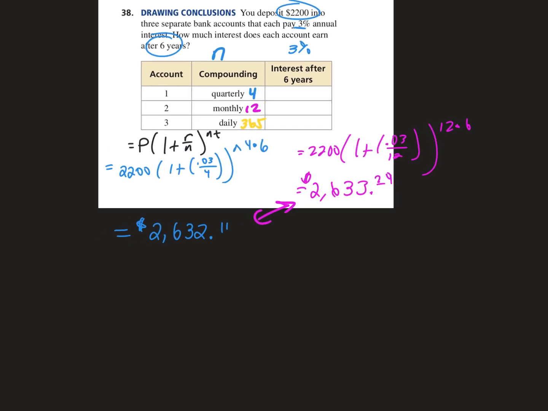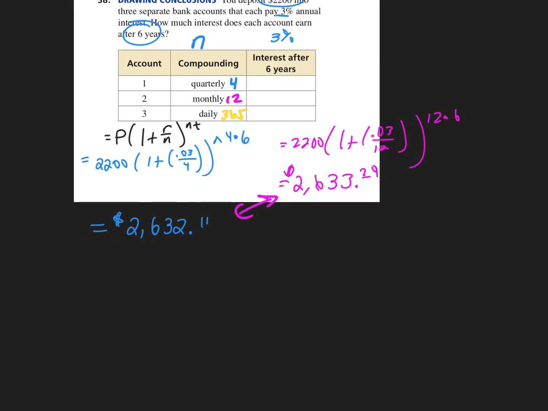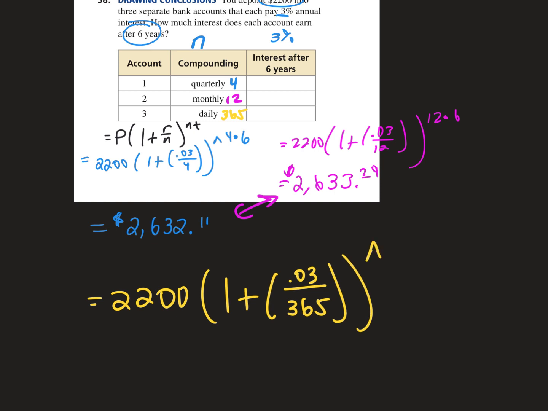Okay, so lastly, we'll look at this example, and we're going to compound daily. So our n value is going to change to 365. So we're going to start off with 2,200 times 1 plus, then I have parentheses. We're talking about the 0.03 interest rate, and this is divided by 365. That's how we compounded it. And we're going to raise it to the 365 times 6.